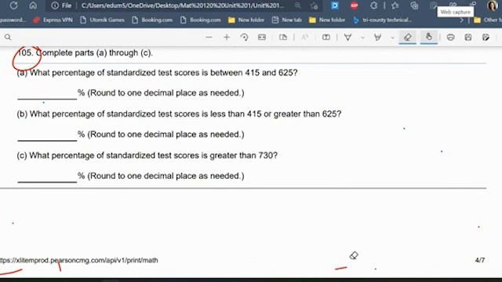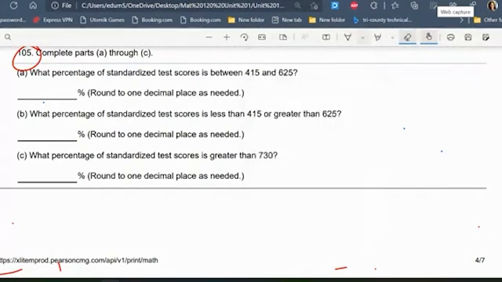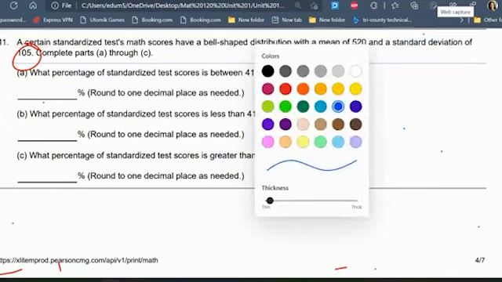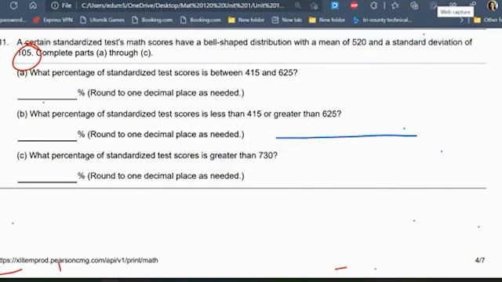Okay, question C. What percentage of standardized test scores is greater than 720? The first thing to do is draw the chart. Draw a Z chart, or normal curve, whatever you call it. I'm going to draw a normal curve.